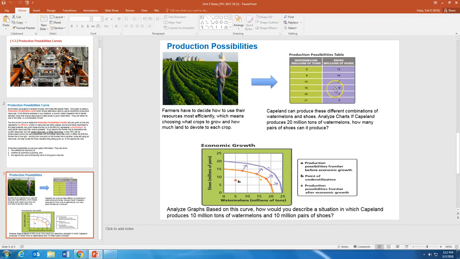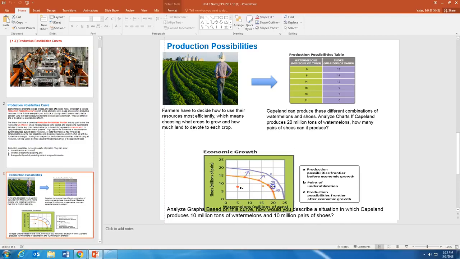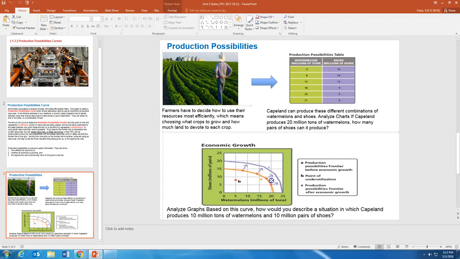Here it would be 3. From 9 to 5, it's 4. From 5 down to 0, we're losing 5 million pairs. So our opportunity cost is always increasing the more we try to do with a different resource. And so this definitely shows that. But any place on this production possibility frontier demonstrates 100% efficiency.